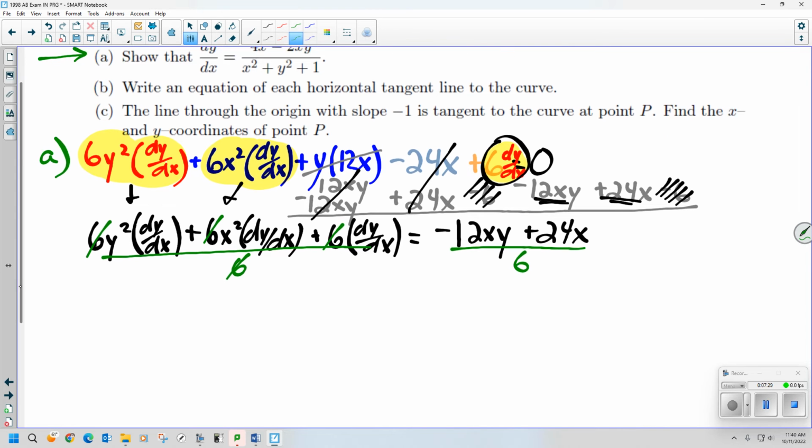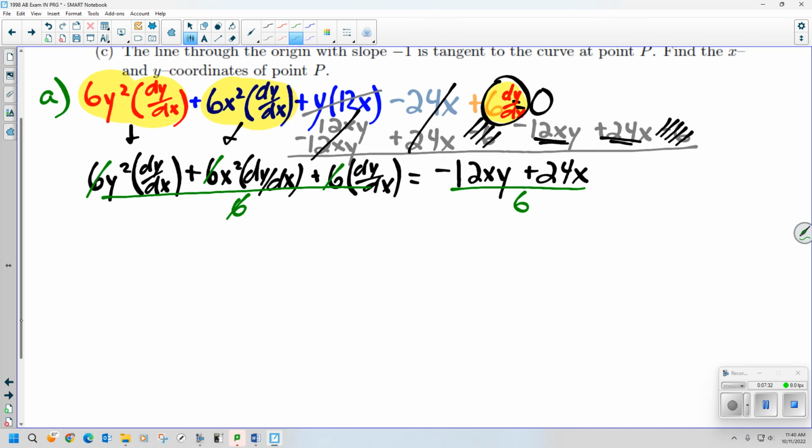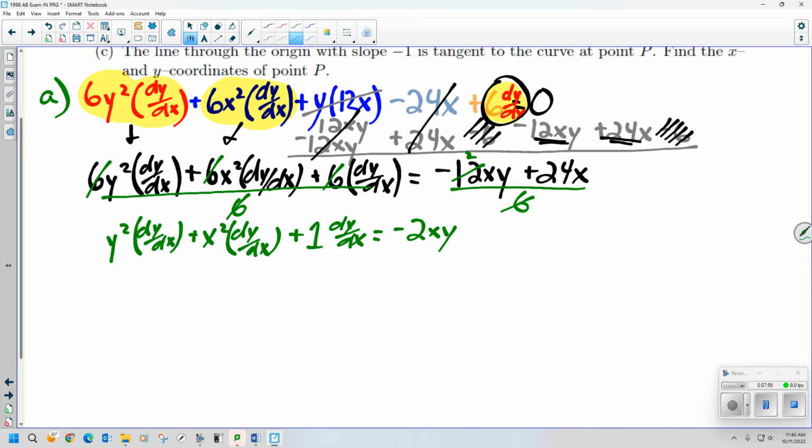So now, I really dislike rewriting, but let's be patient and write everything we can. So we got y squared dy/dx, plus x squared dy/dx, plus, that's just 1 dy/dx equals, 6 goes into 12 twice, so it's minus 2xy, plus, and 6 goes into 24 four times, 4x. Here we go. We're doing good. Take a break, take a breather if you need to. Take a shot of water.